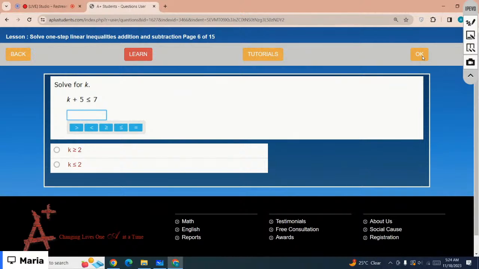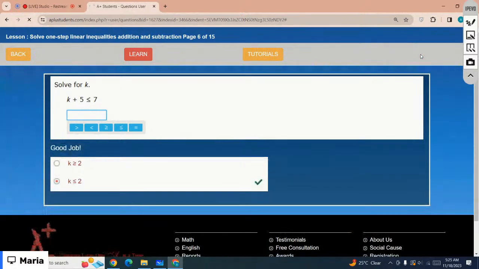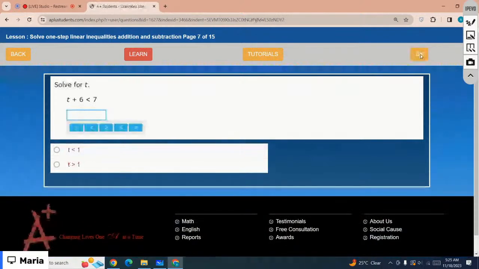K plus 5 is less than or equal to 7. Which is the correct option? The correct option is k is less than or equal to 2. Okay, you can complete the lesson by yourself later today. Let's just move on to next lesson.